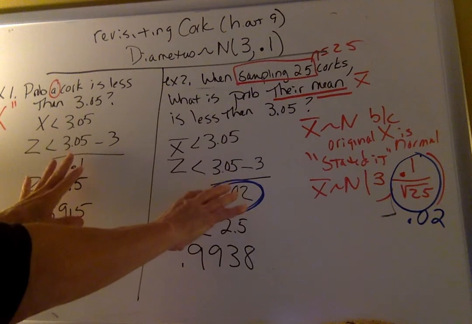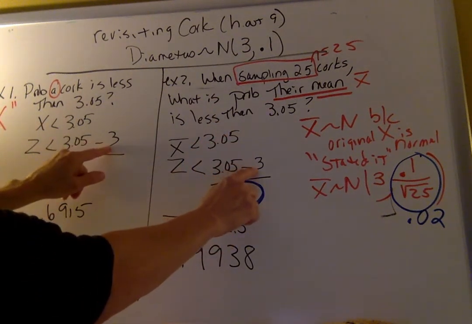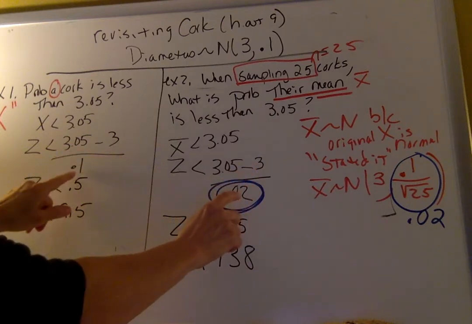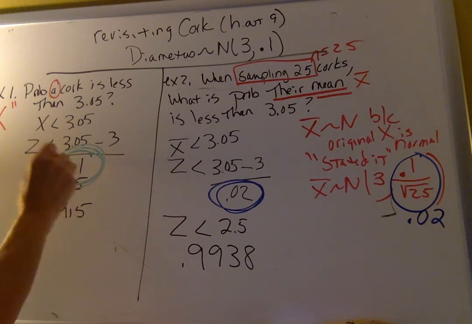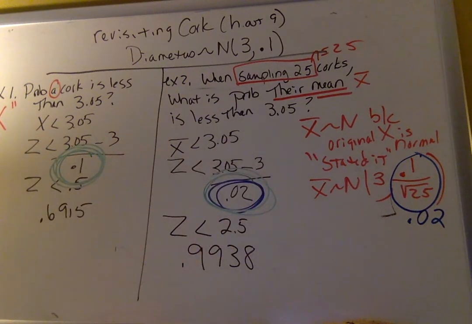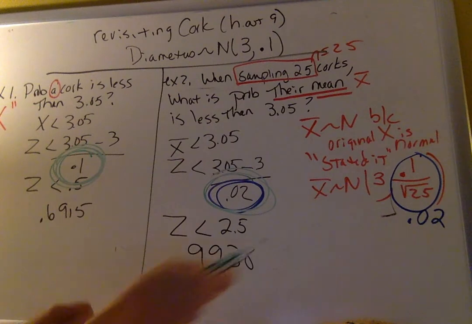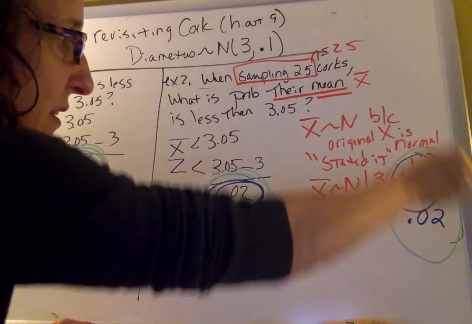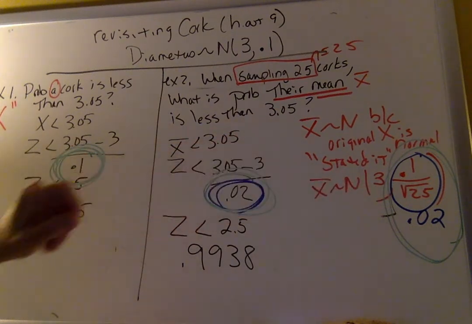Look right here, these two problems. X less than 3.05, I subtracted the mean because the means are the same. The only difference, look, this denominator and that denominator is the only difference in these problems. Well, of course, the answers are different. That's the only spot. So calculating that new standard deviation for x bar is critical.